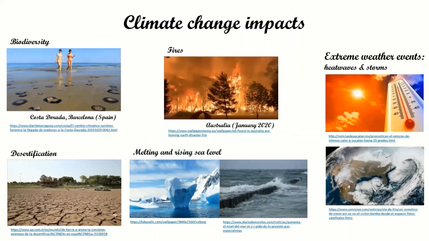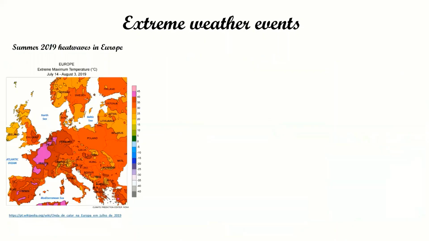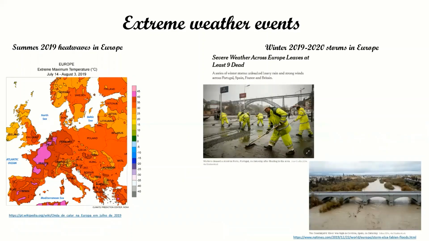Climate change is altering the frequency, intensity, and duration of extreme climatic events. For instance, last summer in Europe, historical records were broken in maximum temperature. Also, during the winter, a storm hit Europe with strong winds and rains, causing significant material, personal, and environmental damage.